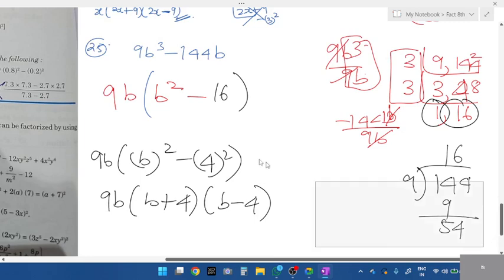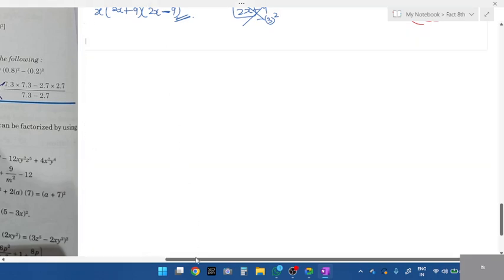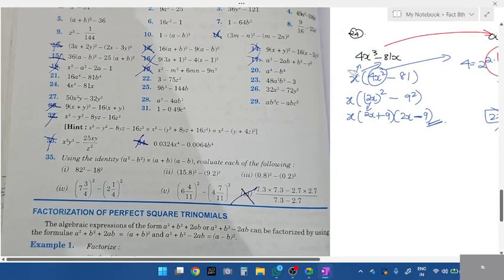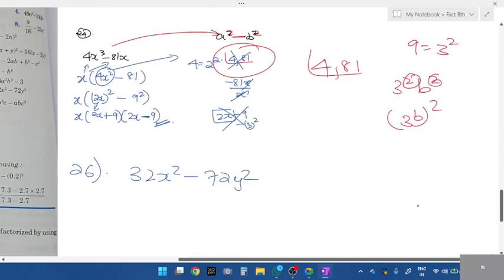All of you completed? 25, 20. Next, 26th question. Same concept. Use the same concept, students. 26, 32x square minus what is given? 72. Okay, we have two values. Listen before solving. We have two values. What is the degree for x and y?